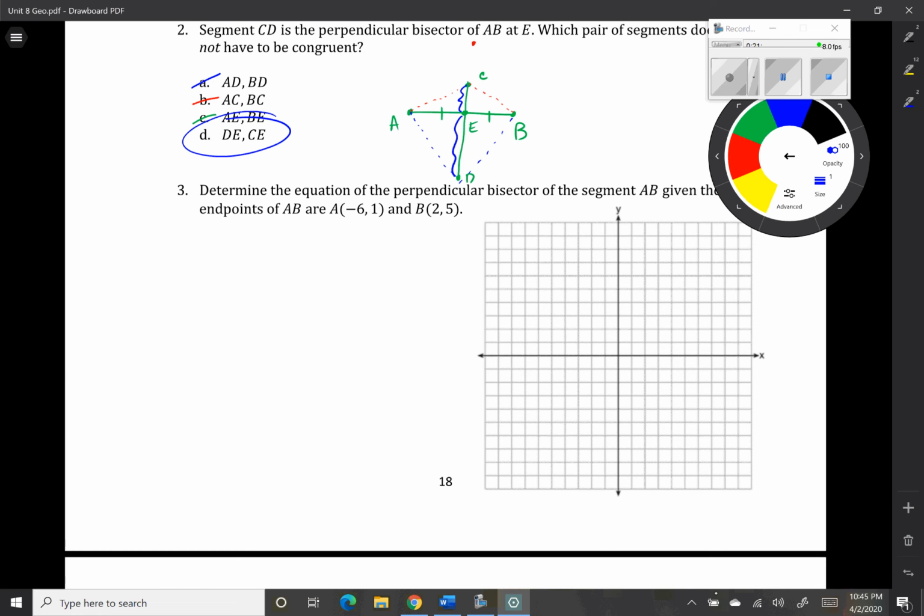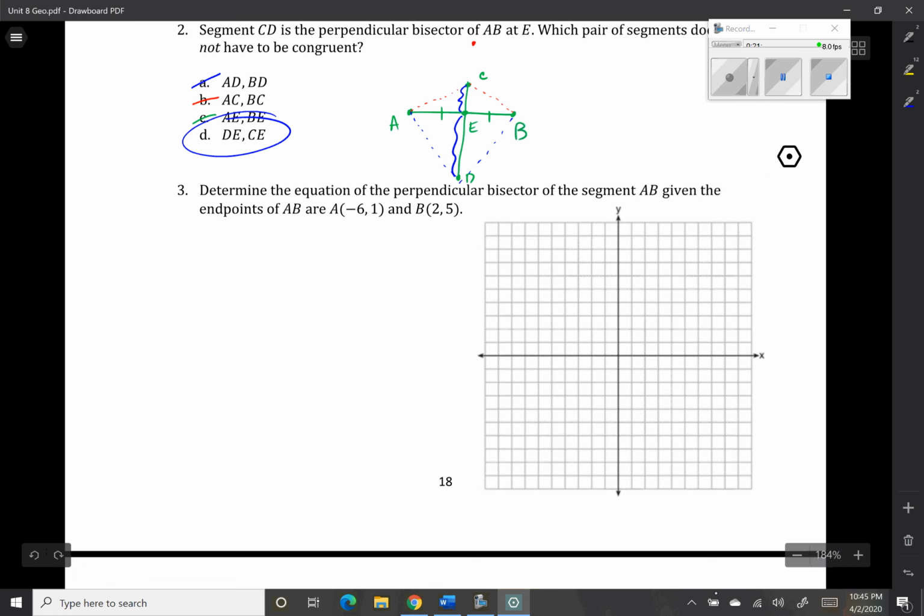All right, let's try another one. The last question gives us a point here of point A, -6, 1, and point B, which is 2, 5. If you connect your points, hopefully with a straight edge, you have A and B. And our first job, if we want to find the perpendicular bisector, is figure out where it bisects. It bisects at -2, 3. That's the midpoint. I'm getting that just by counting boxes.